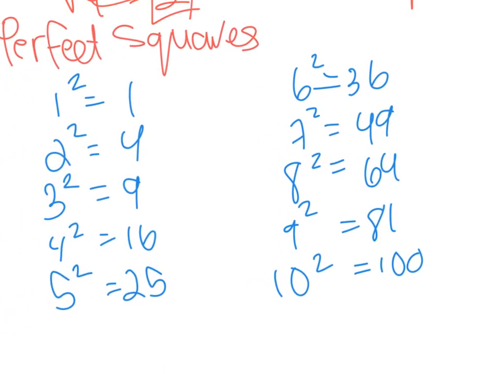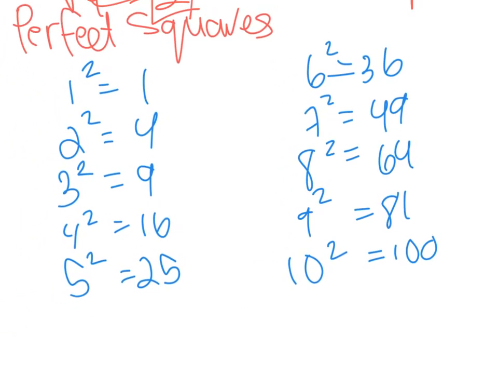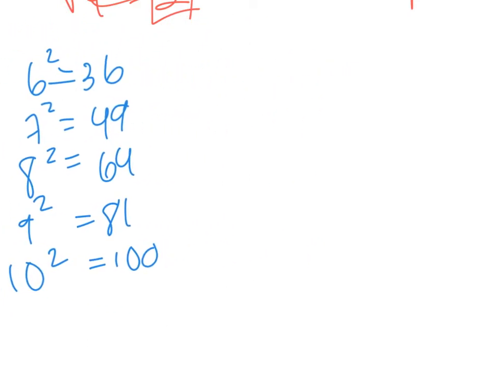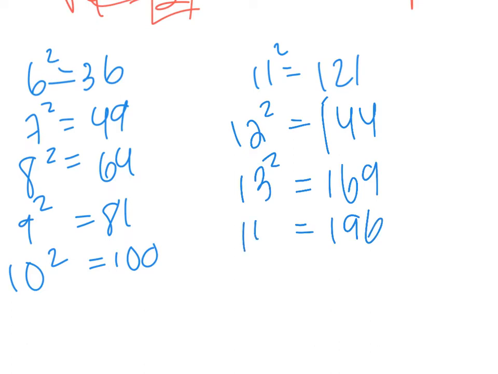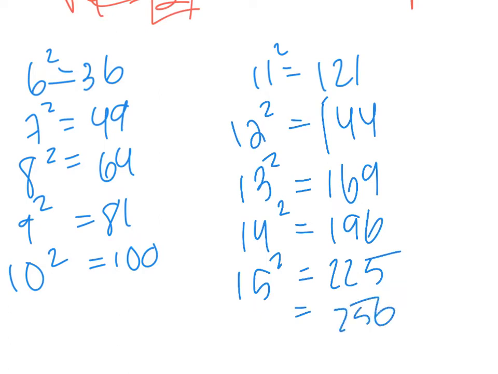So I'm hoping we can think of more. What's after 100? Well, we have 121 because that's 11 squared. Then after 121, we have 144. That's 12 squared. And then after 144, we have 169. That's 13 squared. And then after 169, we have 196. That is 14 squared. And then comes 225. That is 15 squared. And then after that, we have 256. And that is 16 squared.